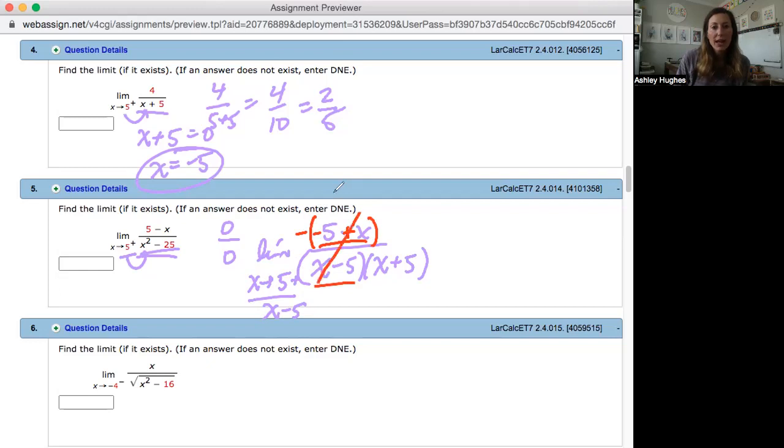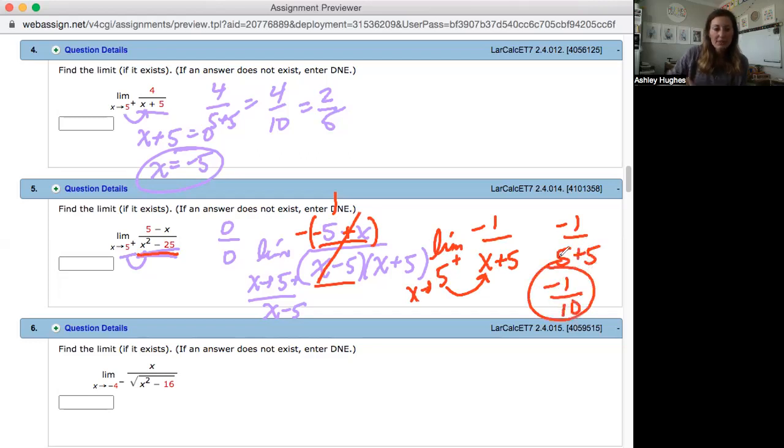So these simplify to be a -1. So I have -1 over x plus 5 is another way to look at this function. And I'm going to now be able to plug in 5 without a problem. X is approaching 5 from the right or left, it doesn't matter. They're both the same here because you get a numerical answer. So -1 over 10.